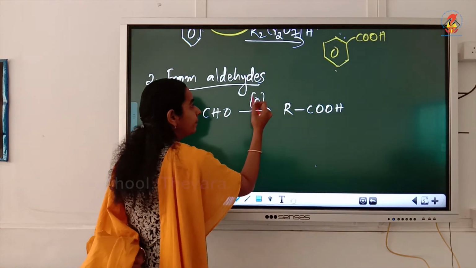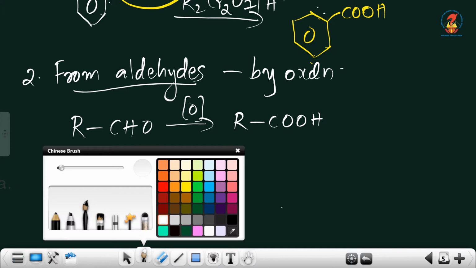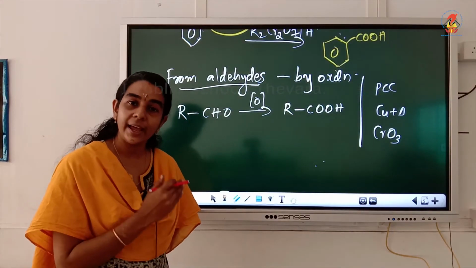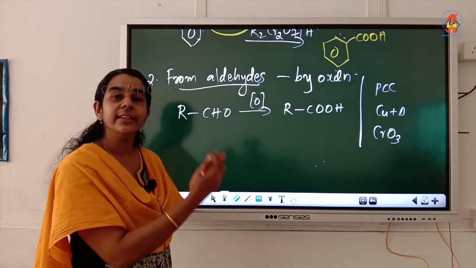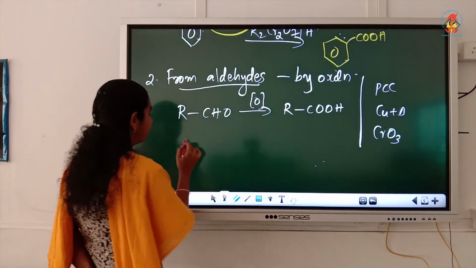So the method of preparation is, aldehydes can be converted to carboxylic acid by oxidation. So which are the examples of mild oxidizing agents? Yes, PCC, copper and heat, isn't it? Then CrO3. These are a few examples of mild oxidizing agents. So if we want to prepare carboxylic acids from aldehydes, oxidize it either by using a strong oxidizing agent or a mild oxidizing agent.